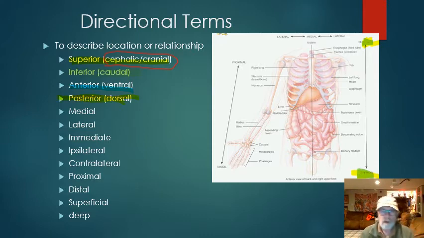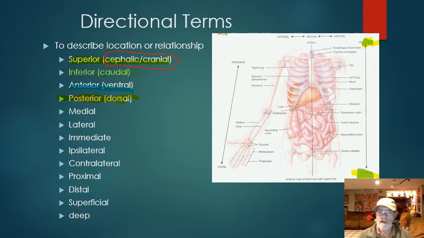Posterior or dorsal. Anterior or ventral means towards the front of the body. If something's closer to the front of the body, it's called anterior or ventral. If something's closer to the back of the body, it's called posterior or dorsal. Now, this is pretty simple to remember. All I have to do is remember one thing.